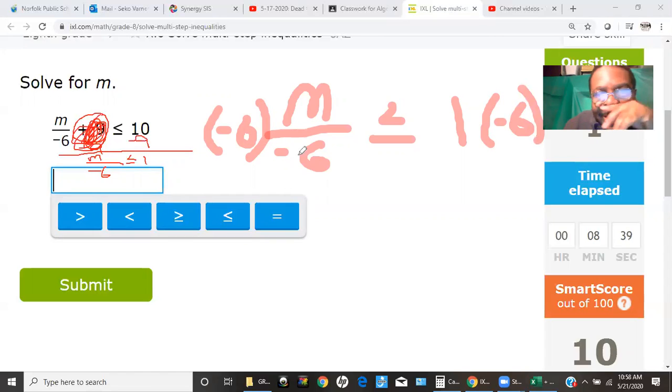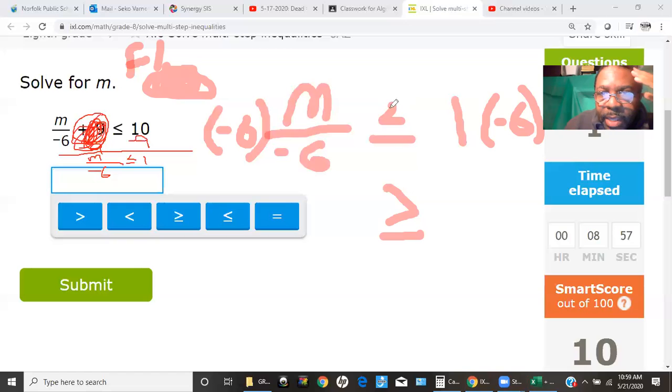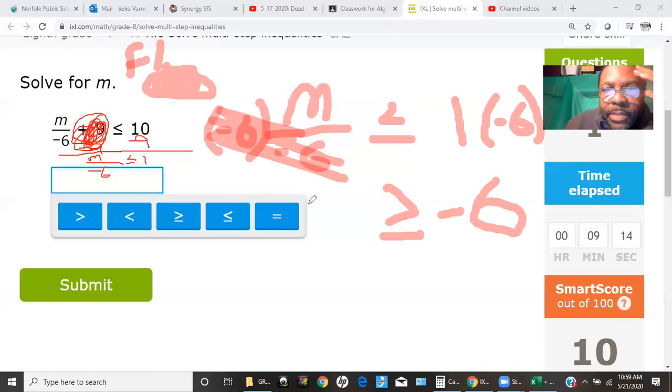Now, because this is a negative number that's connected to the variable, let's put our handy dandy reminder that we're going to have to flip our sign. So instead of being less than or equal to, it's going to be greater than or equal to. All right, 1 times -6 is -6. And now these cancel out. The -6 divided by -6 is going to be 1. So they actually cancel out, right? That leaves you with M. So our answer is M is greater than or equal to -6.